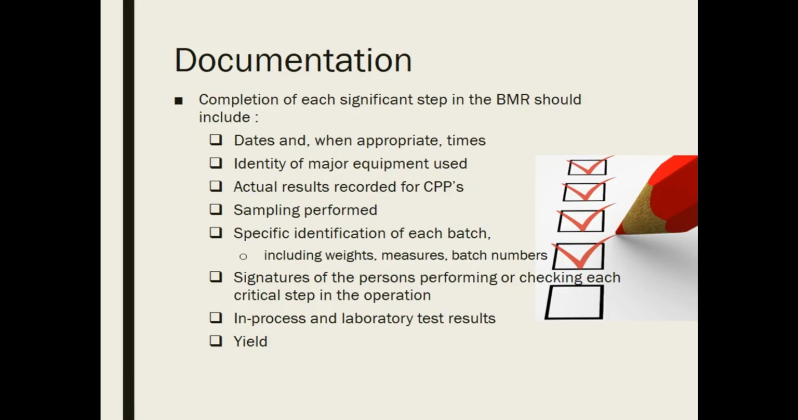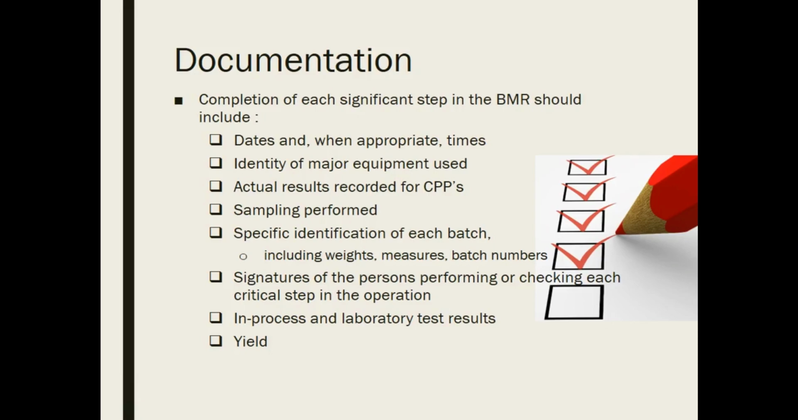Identity of major equipment should be included, like reactors or mills or any other drying equipment that could be used. Actual results recorded for critical process parameters need to be entered into your BMR. Any sampling that was performed, whether it's inline, at-line or offline sampling, needs to be recorded along with the quantities of samples taken and detailed in the BMR.